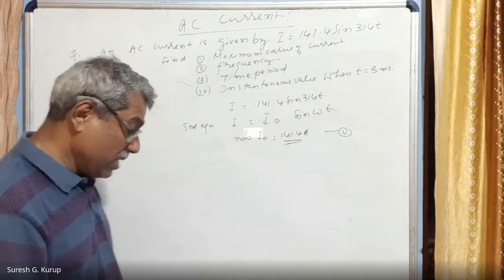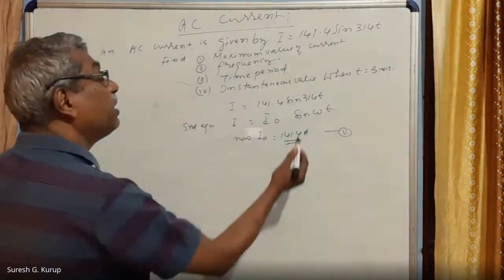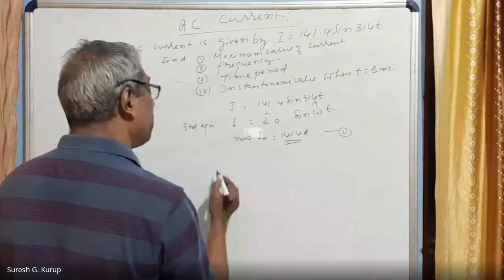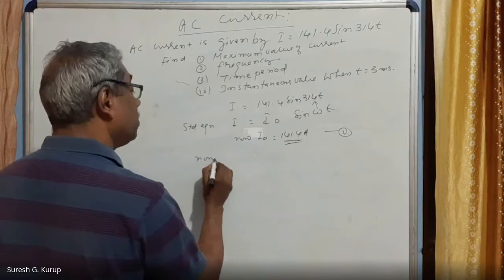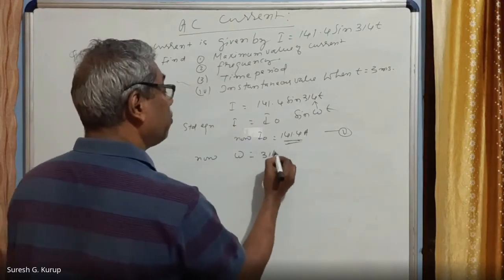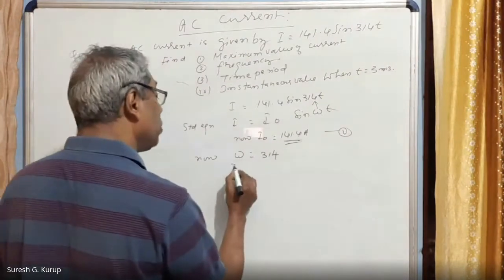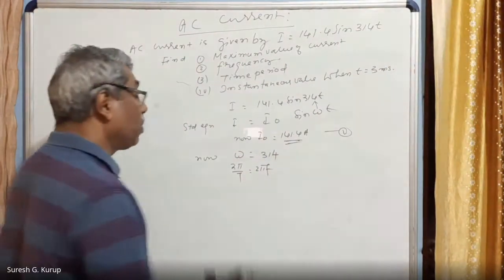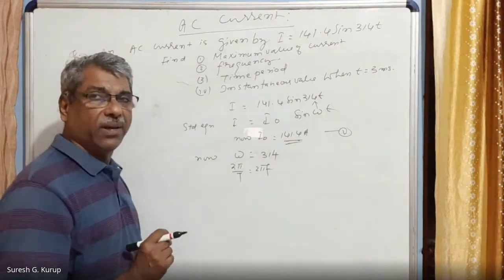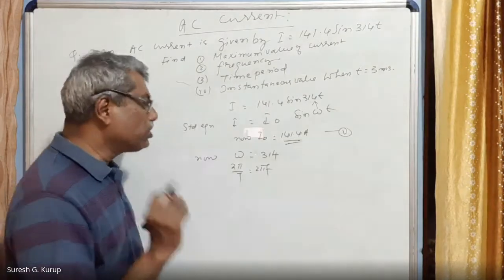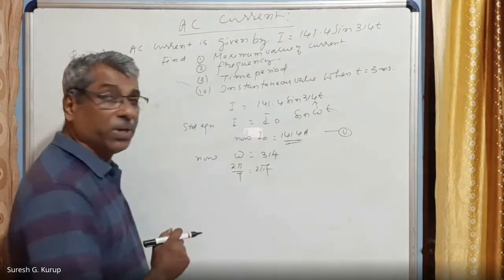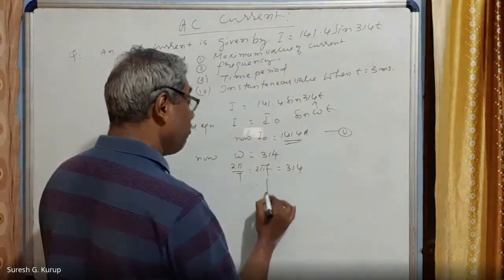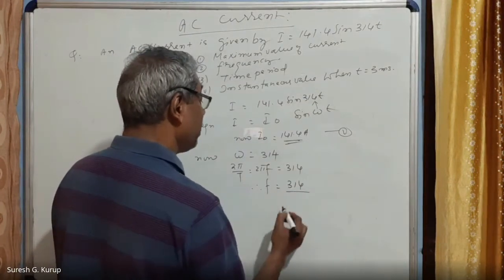141.4 ampere, right? Next, it is sine omega t. Omega is matching with 314. Now we can write omega is equal to 314. But omega is equal to 2 pi by T, that is equal to 2 pi f, because 2 pi by T means 2 pi into 1 by T. Reciprocal of the time period is equal to frequency. Therefore, 2 pi by T is equal to 2 pi f. 2 pi f is equal to 314, right? Therefore, f is equal to 314 divided by 2 pi.